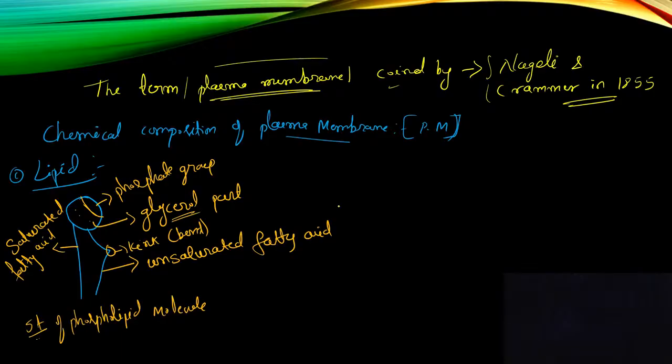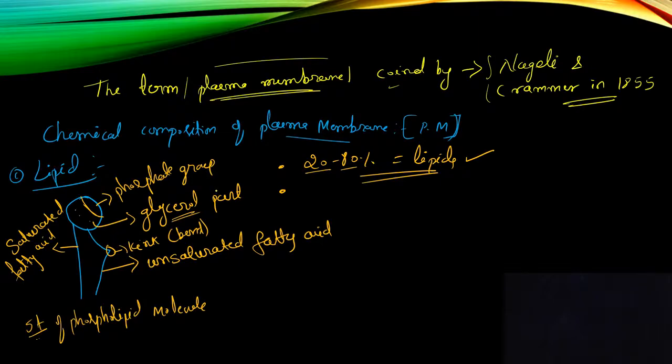The plasma membrane contains about 20 to 80% lipids. Did you get the point? The plasma membrane, in the majority of its chemical makeup, is what? The lipid. It constitutes about 20 to 80%. There are several lipids present in the plasma membrane.